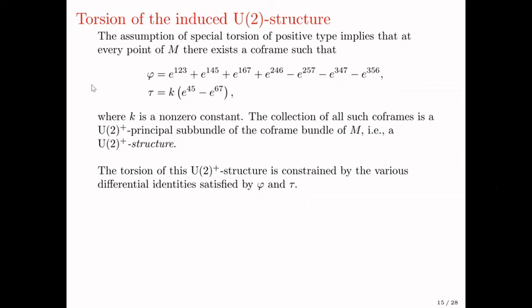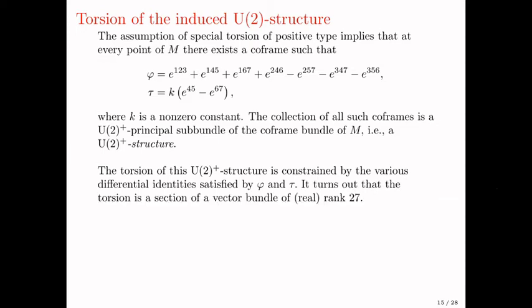And then you can look at the torsion of this U2 structure, which proceeds in the general framework of G2 structures. And the torsion of this U2 structure is heavily constrained by the various differential identities that must be satisfied by phi and tau. So you already know that phi is a closed G2 structure. The ERP condition implies that the derivative of the torsion form must be expressed in terms of the torsion form and phi. So you get these nice differential identities, and they turn out to constrain the torsion of this U2 plus structure.